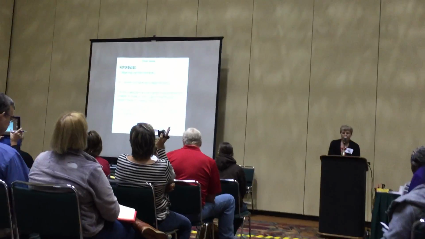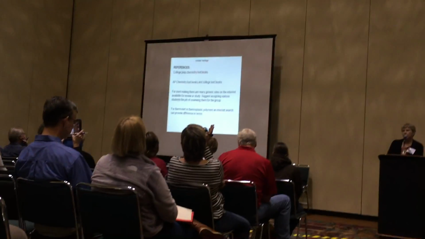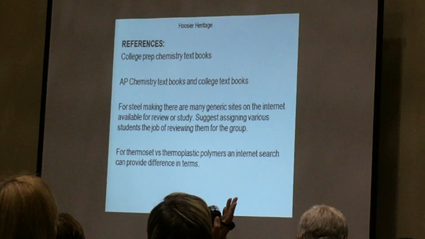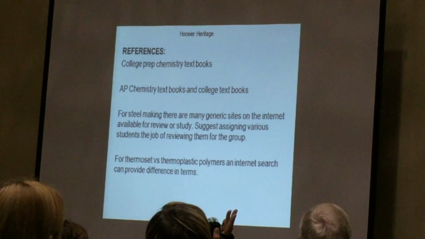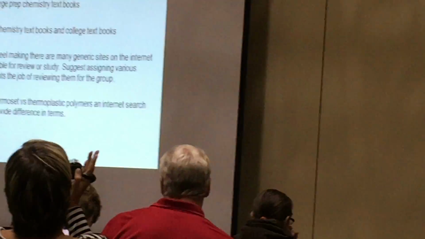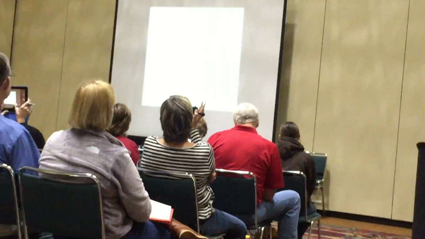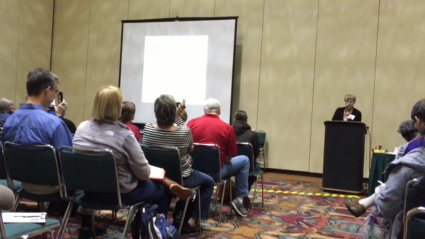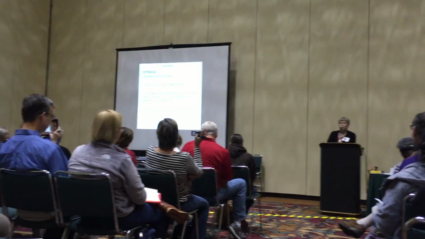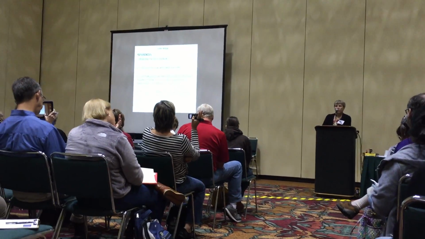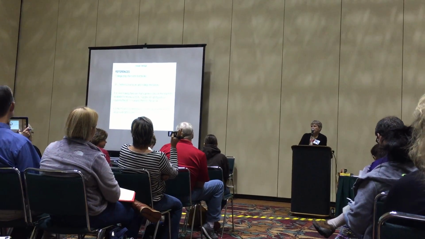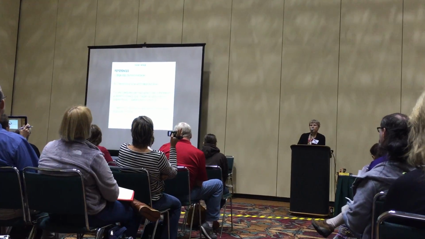For your references, any college prep chemistry book is going to have this at the back end. The later chapters, certainly the AP chemistry textbooks or college chemistry textbooks, are going to have that. For steel making, there are many generic sites on the internet available. I would suggest that you assign different students to do searches and then share with each other rather than you doing any of the work there. And then an internet search can define the differences between the thermoset and the thermoplastic polymers for you.